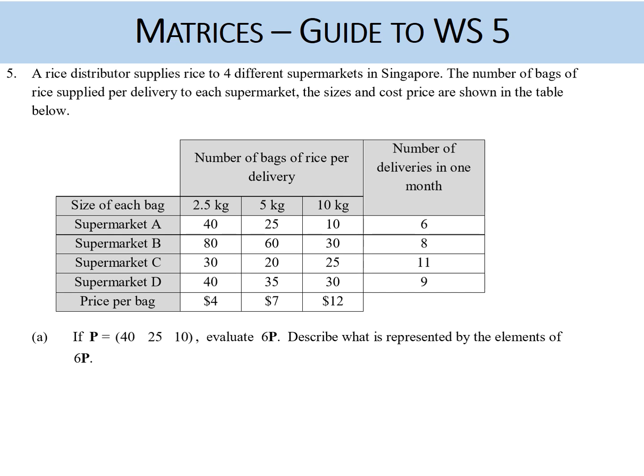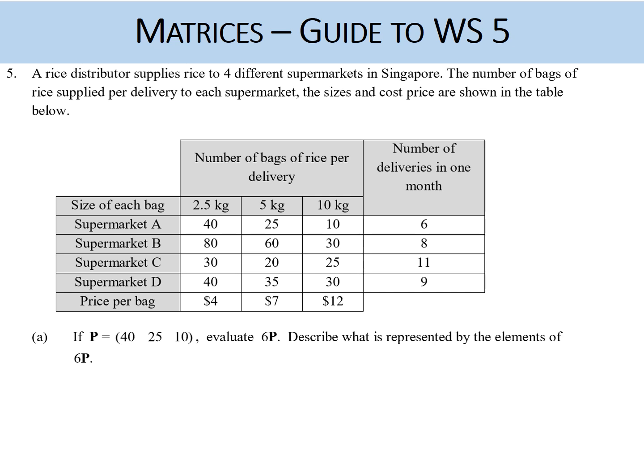Lastly, you take a look at the last row. It says price per bag. So which means for the 2.5 kilogram, it is at $4 per bag and $7 per bag for 5 kg and $12 per bag for 10 kilogram. So there are 3 different information combined together in this table. So this question, you do have to read carefully and to see what information to take.